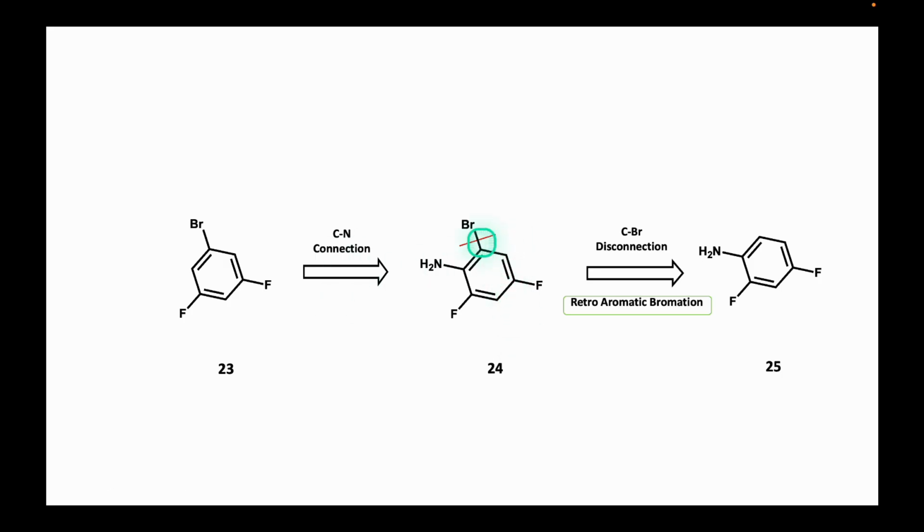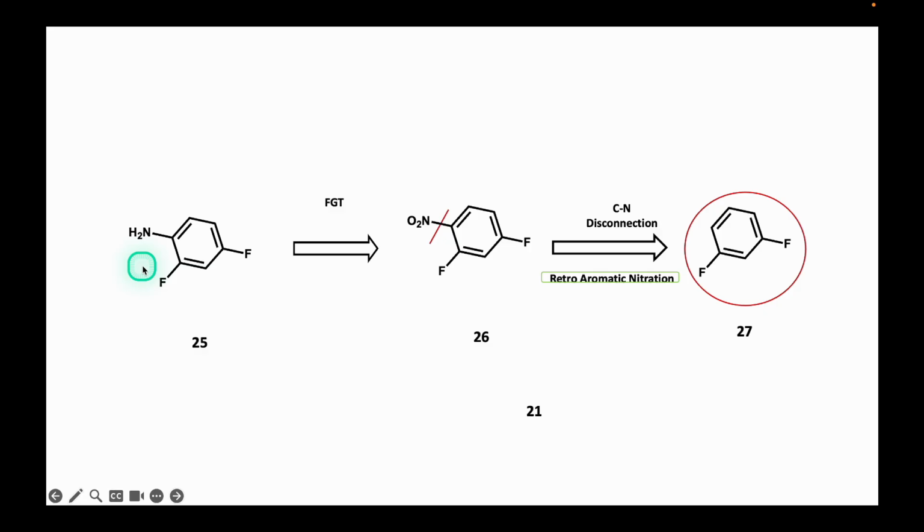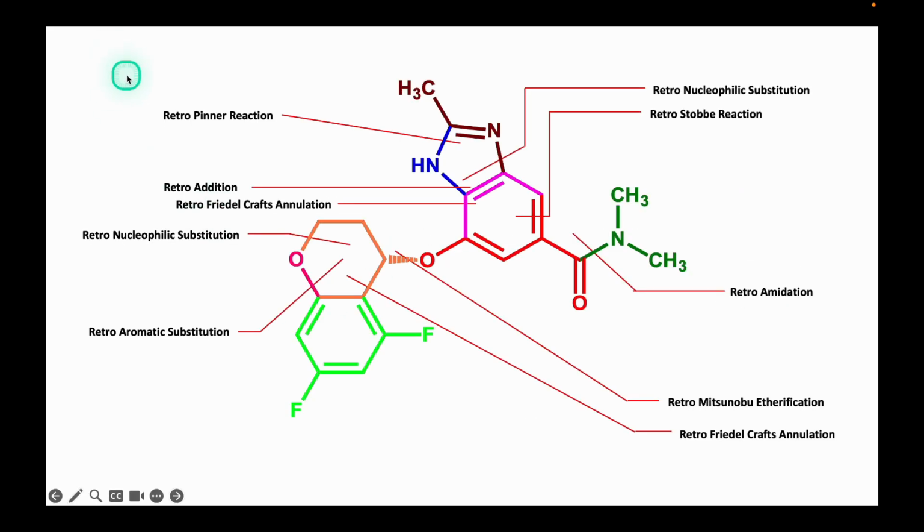Next, a carbon-bromine disconnection produces aniline 25, where both the orientation properties of the amino group as well as the properties of the fluorine atoms favor the introduction of the bromine atom at the required position. The amino group in 25 can come from the reduction of the nitro group present in 26, which in turn can be generated from metadifluorobenzene 27, which emerges as a raw material. In summary, here are the main disconnections. The resulting synthesis will be presented in the next video.